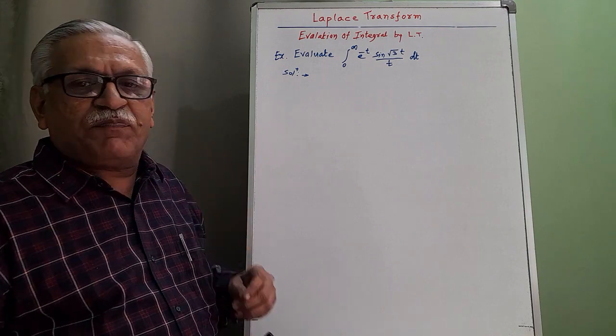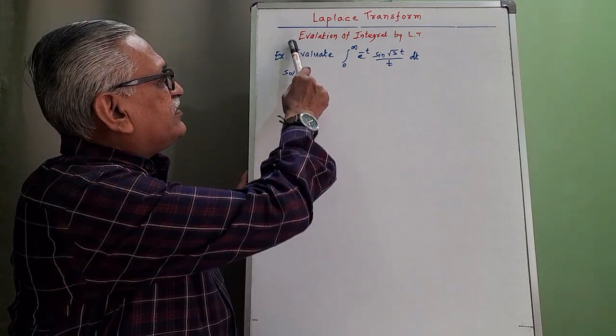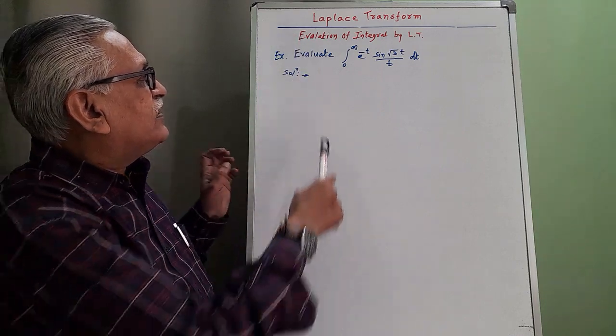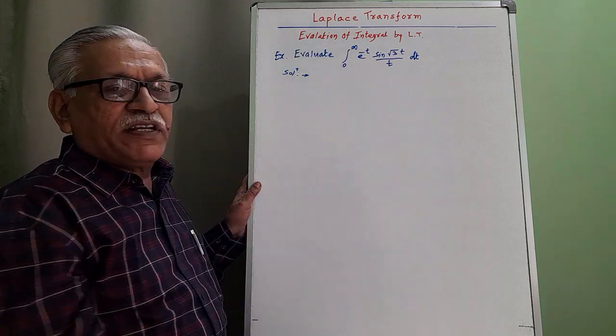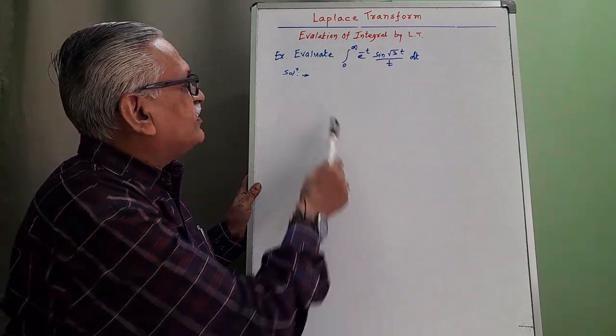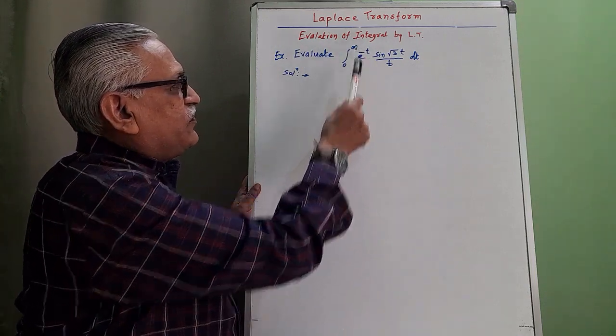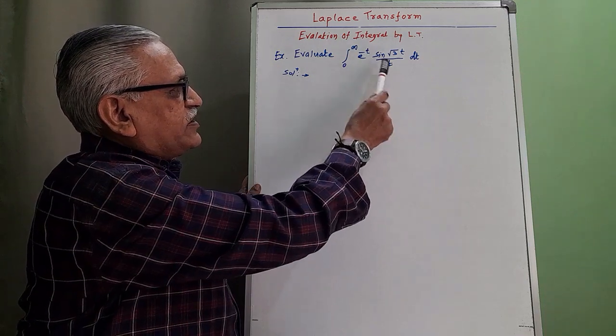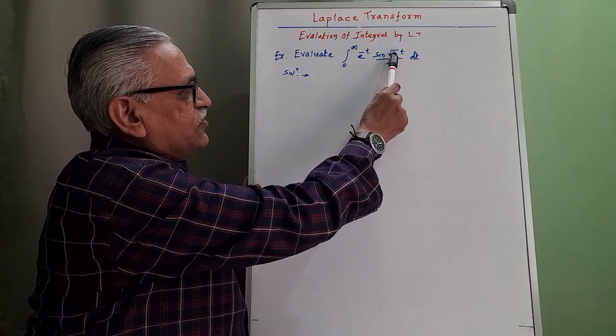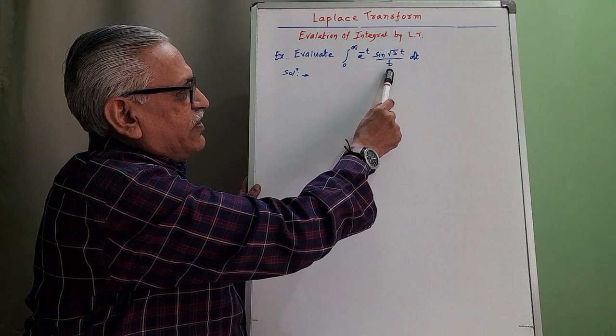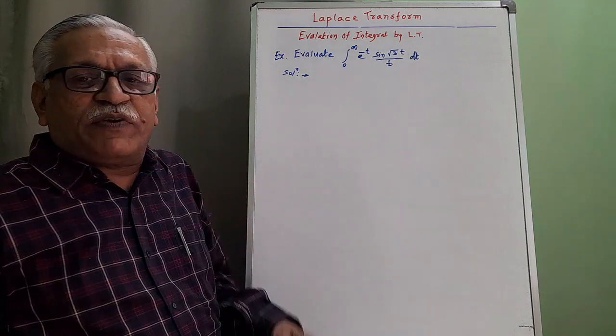In continuation with the previous part, let us try to solve the problem. Point evaluation of integral by Laplace Transform. Evaluate the integral from 0 to infinity of e raised to minus t sine of root 3t divided by t, and its integration with respect to t.